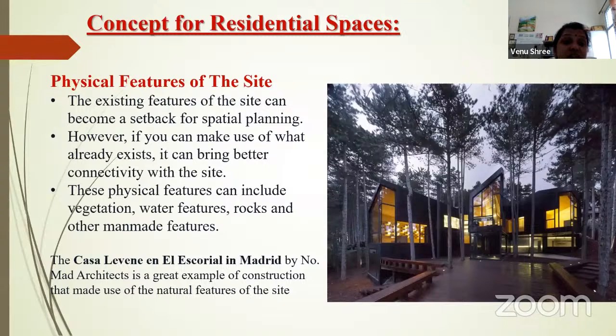Next is physical feature of the site. So the existing feature of the site can become a setback for the spatial plan. However, if you can make use of what already exists, it can bring better connectivity with the site. These physical features can include vegetation, water features, rocks, and other man-made features.